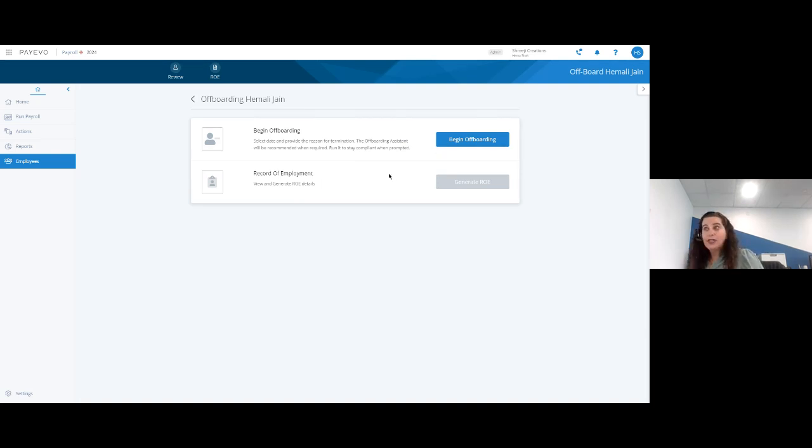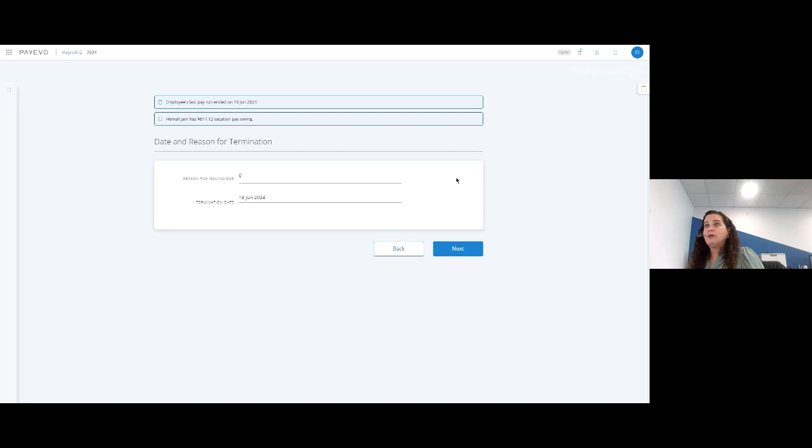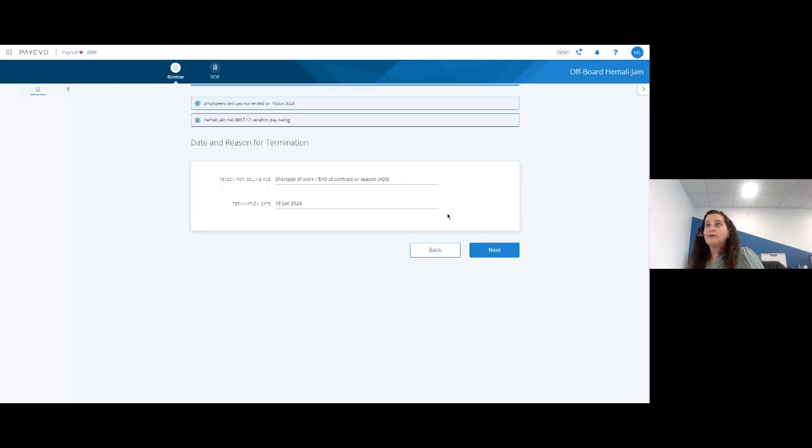We're going to begin offboarding. We're going to select the date and reason for termination, and the offboarding assistant will be recommended when required. Run it to stay compliant when prompted. So we're going to say begin offboarding. And just for our test today, I'm going to ignore that the employee has vacation pay owing. And you'll notice, because shortage of work is the first one that comes up, offboarding assistant is recommended.